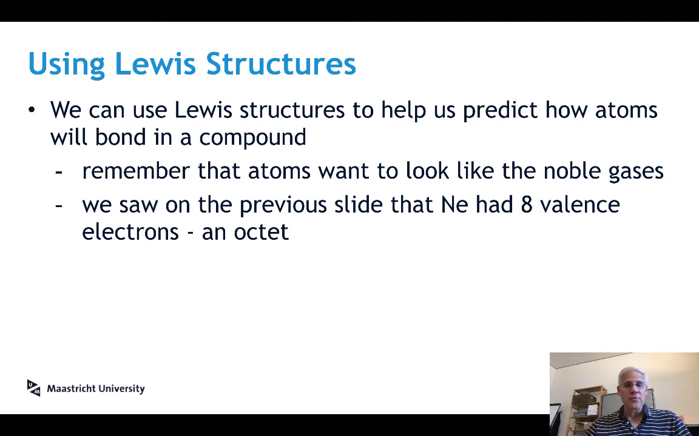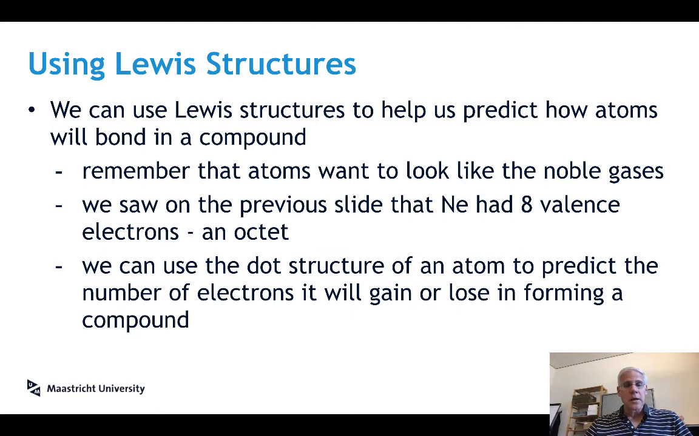So in that previous slide, we saw neon having 8 valence electrons, and so we use that idea to try to figure out how many electrons an atom will either need to gain or to lose to look like a noble gas.